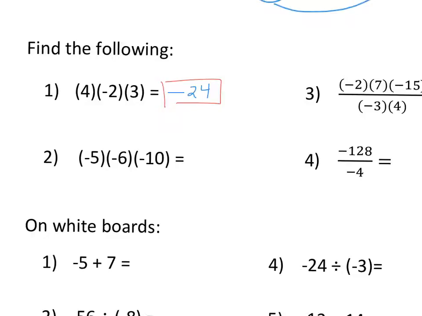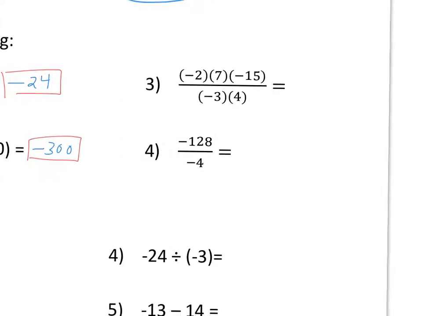Question number 2. This time you have 1, 2, 3 negatives. These two negatives can pair up to make a positive, but this one doesn't have one to pair up with, so our overall answer is going to be negative. Then ignore your signs and just multiply as usual. So 5 times 6 is 30. 30 times 10 is 300. So your answer is negative 300.